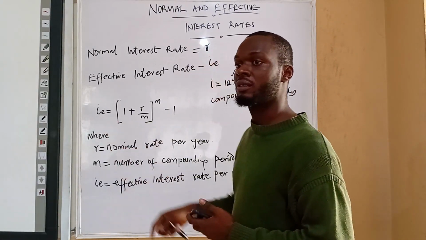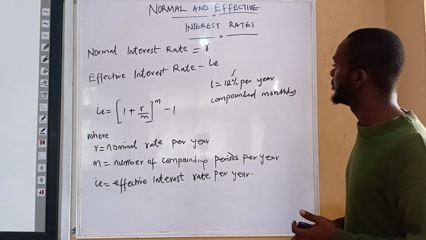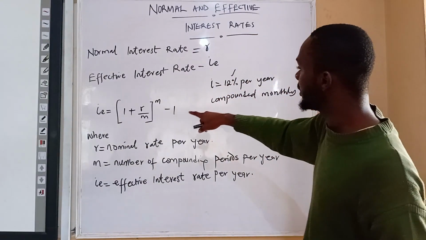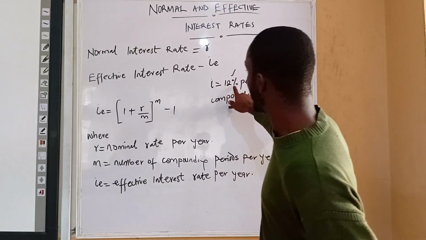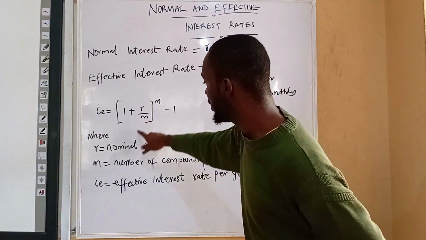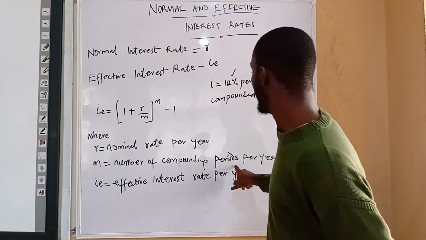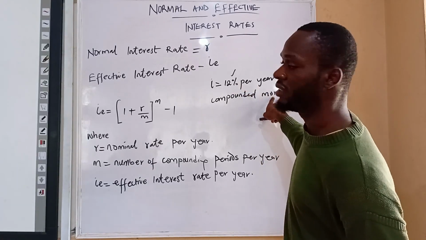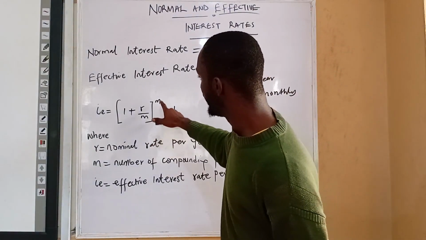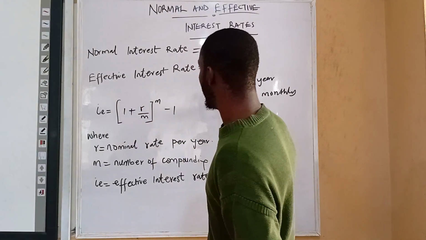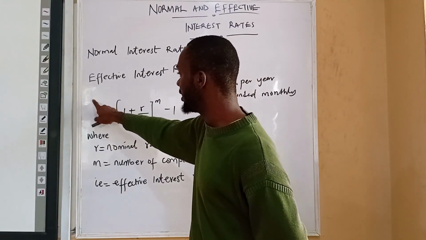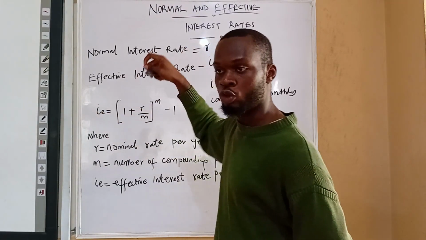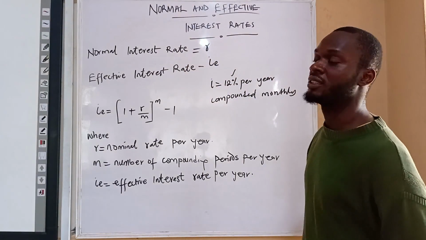In this case, the R is the normal interest rate, while the M is the number of compounding periods per year. How many months do you have in a year? 12 months. If you put these values here, you now get the interest rate you have to use to solve, which is the effective interest rate.